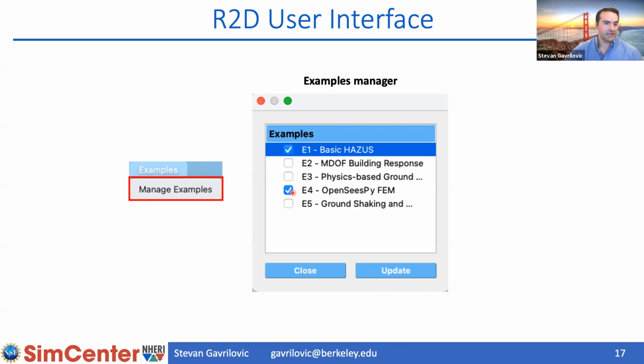If you want to delete them, you just uncheck them and press Update, and those examples will be deleted and they'll no longer be part of R2D. And these examples get stored in the examples folder next to your executable. So if you're in Windows, you've got R2D.exe. In that same folder, there would be an examples folder where you will find a folder for each individual example, so that these can be used as a template to help you get started with your own analysis. Each one of these examples showcases a different feature of R2D, and I will go through some of them later on here.